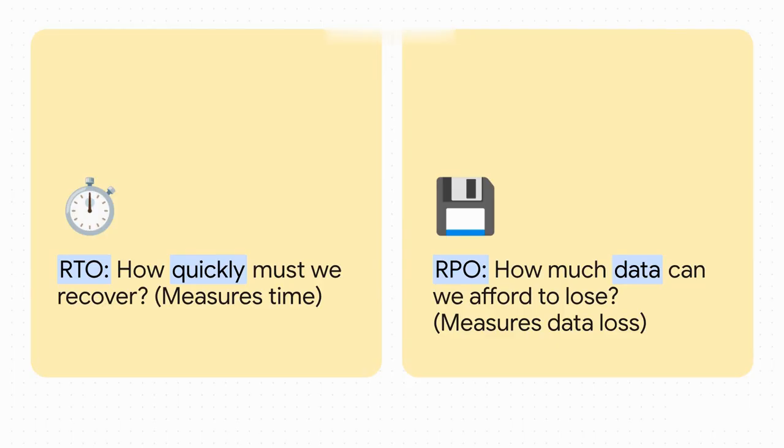RTO, Recovery Time Objective, is basically the stopwatch. It answers the question, how fast do we need to be back up and running? RPO, Recovery Point Objective, is all about the data. It answers, how much data are we willing to lose forever? Get these numbers wrong, and you either build something that's too slow for the business, or you spend a fortune on a system you don't actually need.